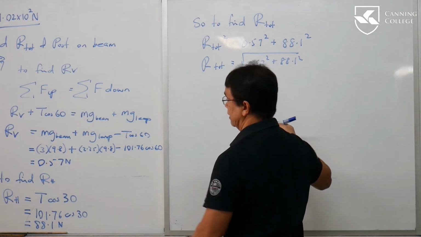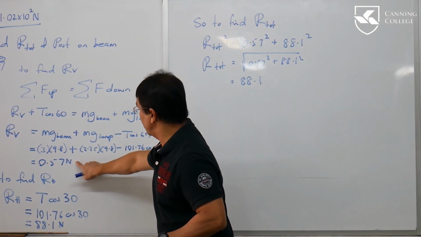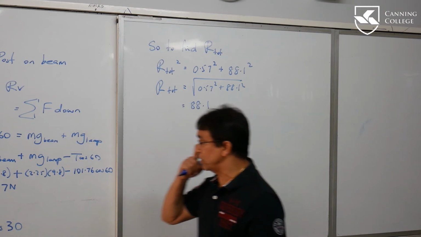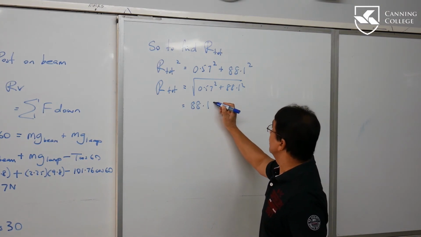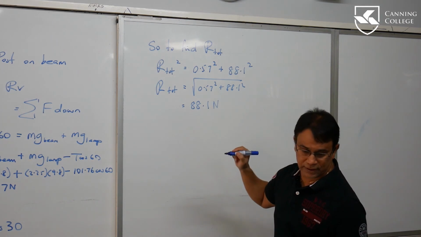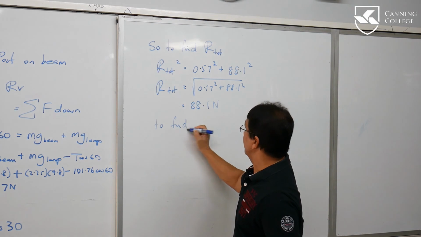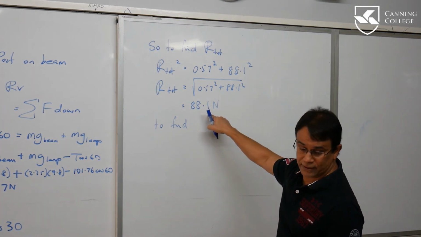It's the same as the horizontal component, because look how small the vertical component is in this question relative to the horizontal component. So we're going to get the same number. It's going to be very, very close, 88.1 newtons. And I'm not going to underline that, that's not my final answer either.